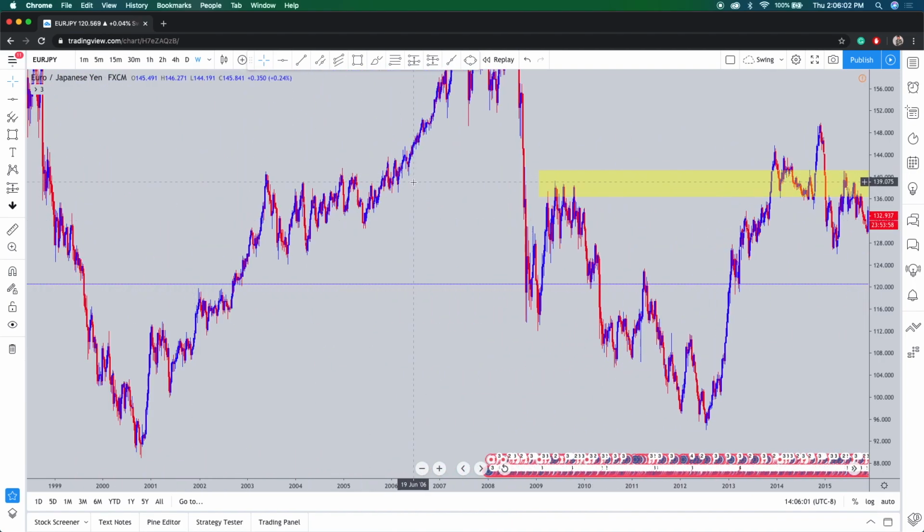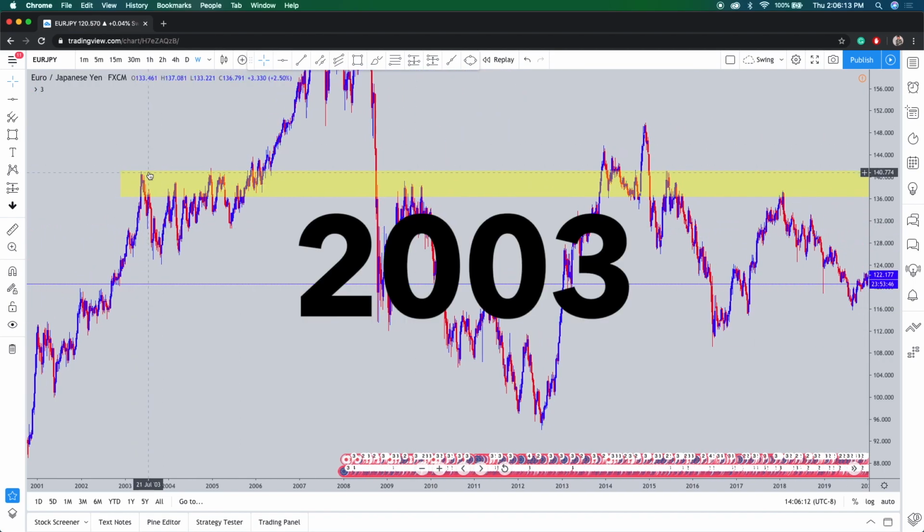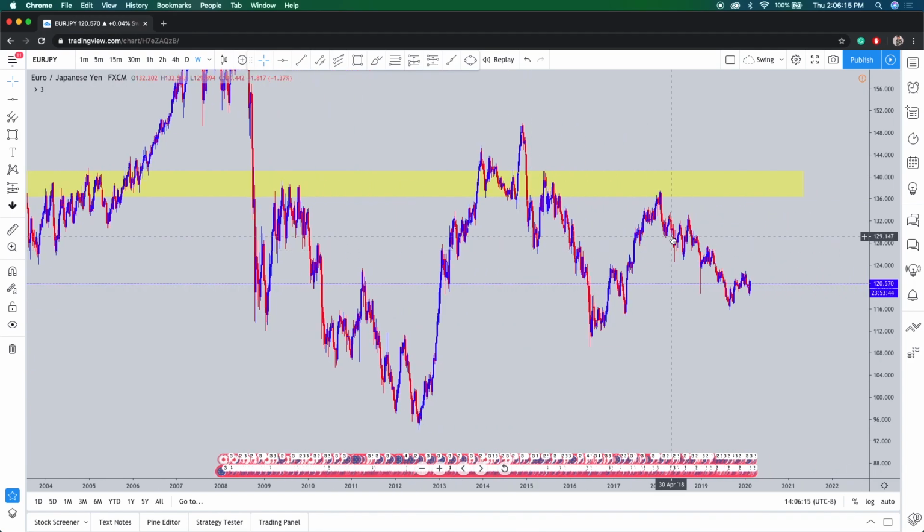We might be able to extend this out even further, actually. Let's see. Yep, the top range works. Boom, boom, boom, boom. And this is spanning years, guys. This is from 2003 up until the last time it touched, which was 2 years ago. So it's pretty accurate, guys.